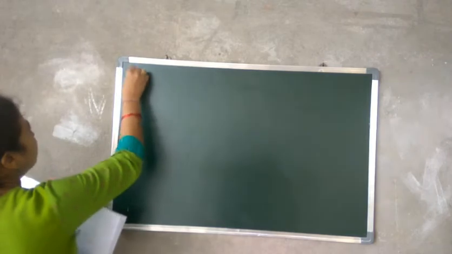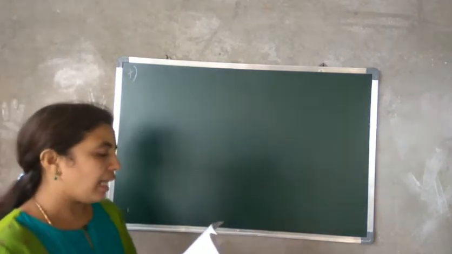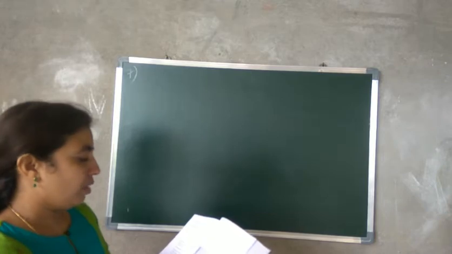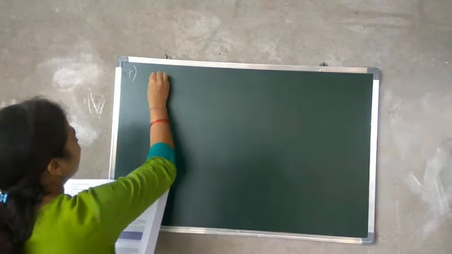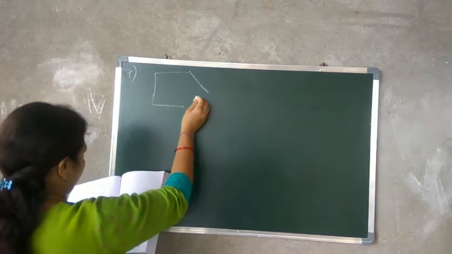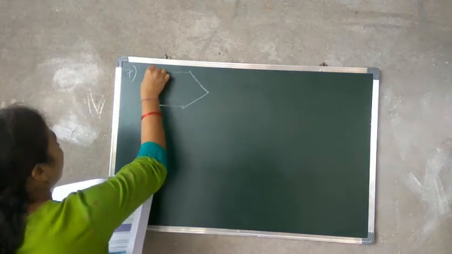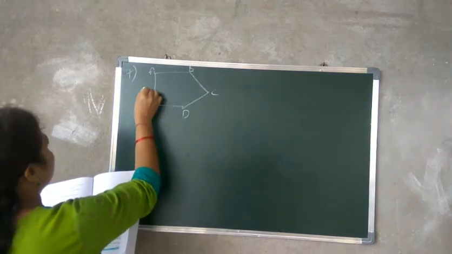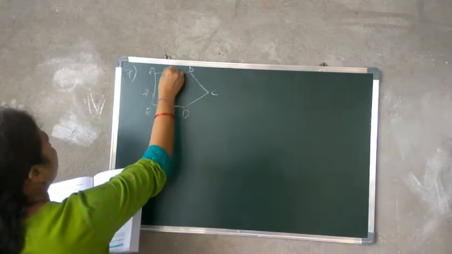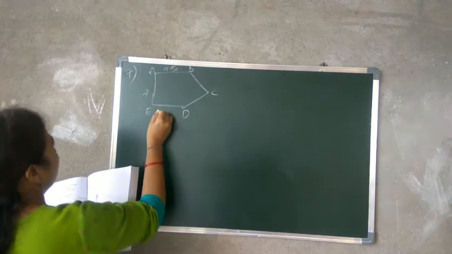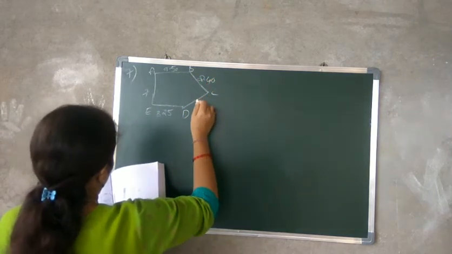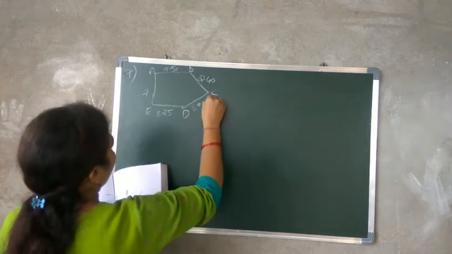Seventh problem. Aruna and Radha start their journey from two different places, A and E. Aruna chose the path from A to B, then to C. First I will draw the figure. A, B, C, D, E. The distances are 7, 9.50, 8.25, 2.40, 3.75. All are in kilometers.